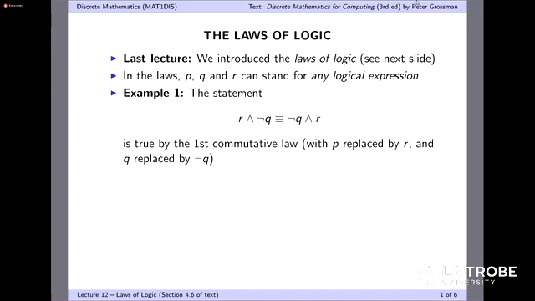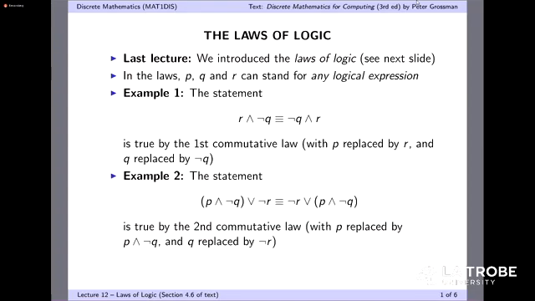The statement R and not Q is equivalent to not Q and R. It's called the commutative law. You just switch them around, nothing more. You put not Q first, and then you put R. It's the same. There's no difference.